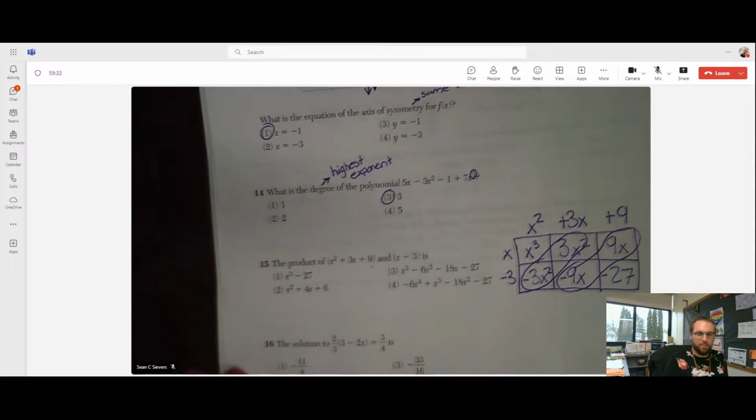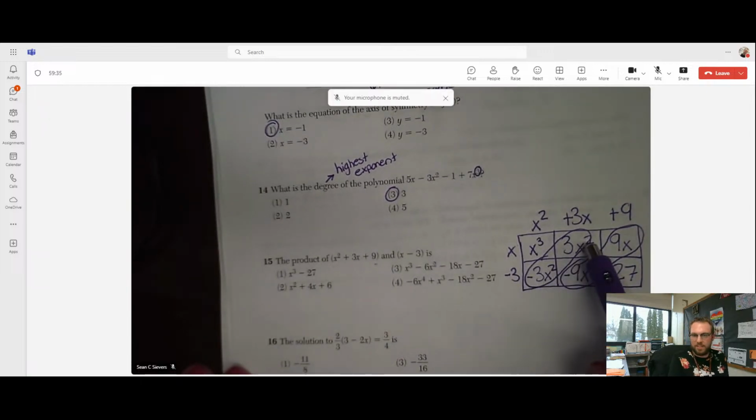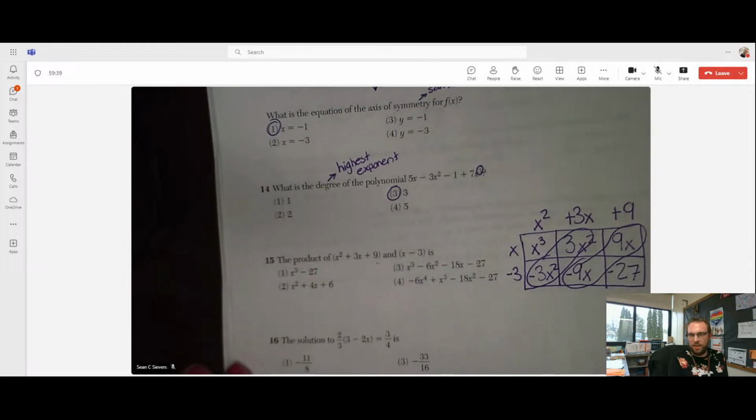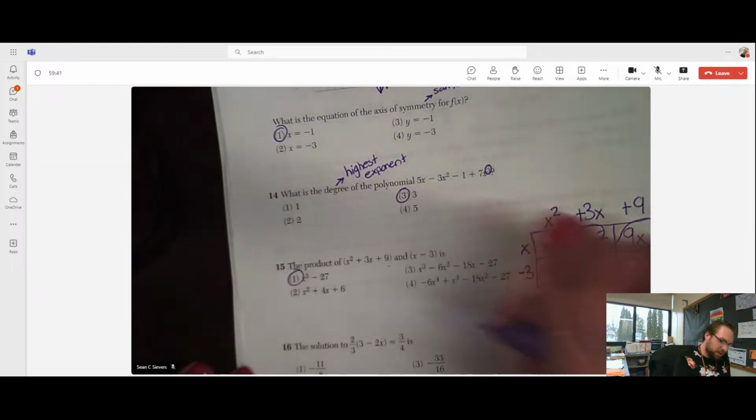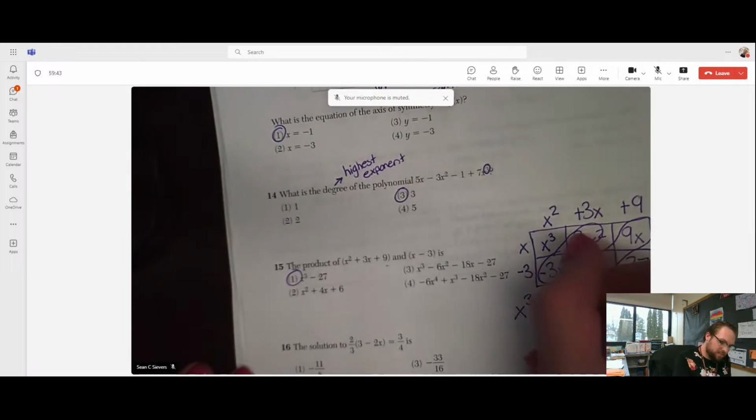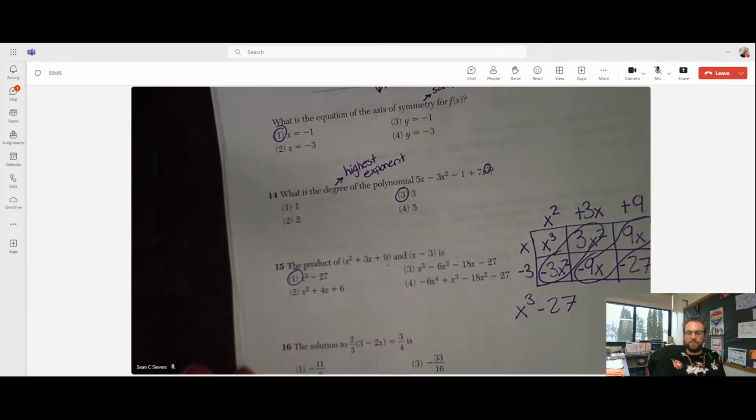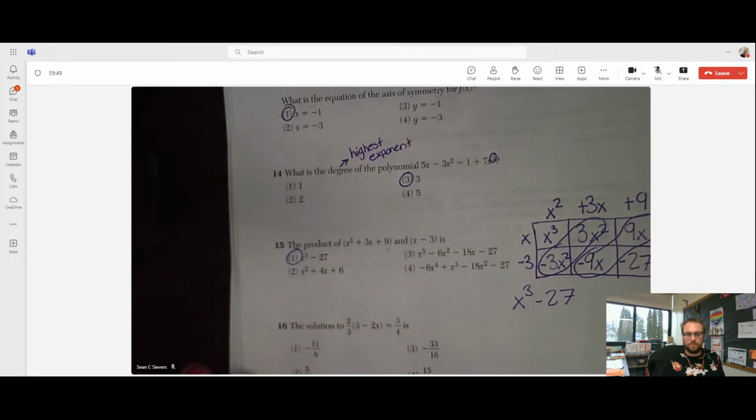Yeah, they're going to cancel out because we have negative 3 plus 3, negative 9 plus 9. They're just going to cancel out. So then I'm just going to be left with x cubed minus 27. So answer choice number 1. Okay.